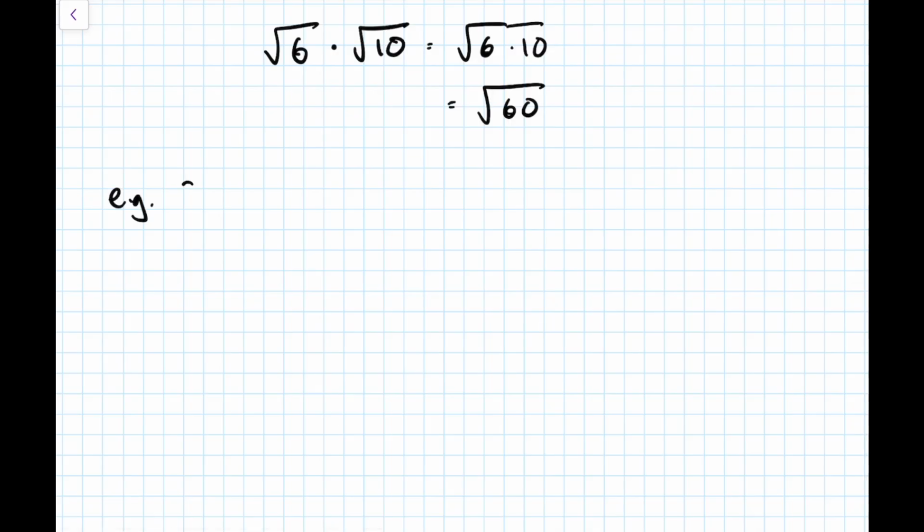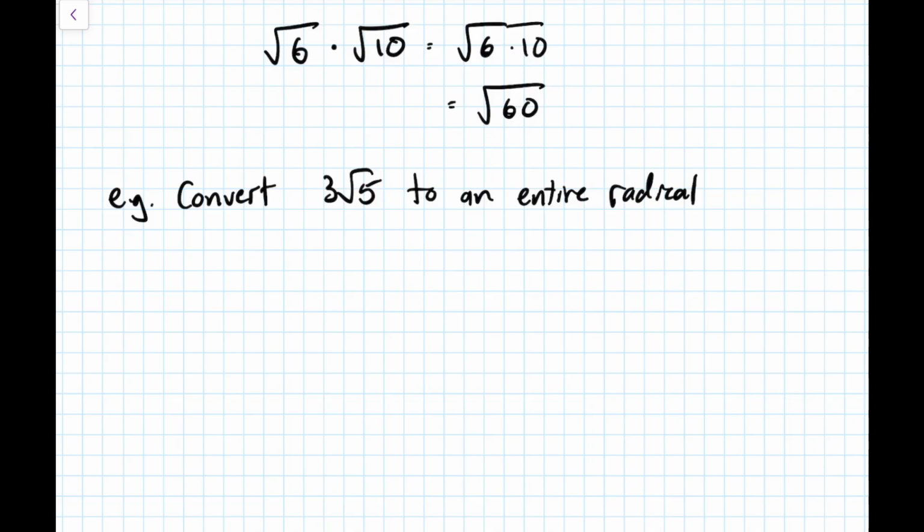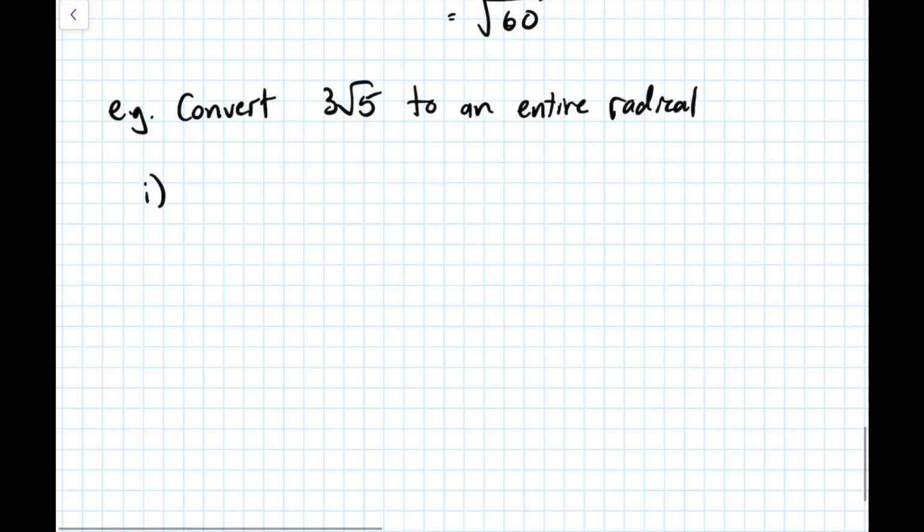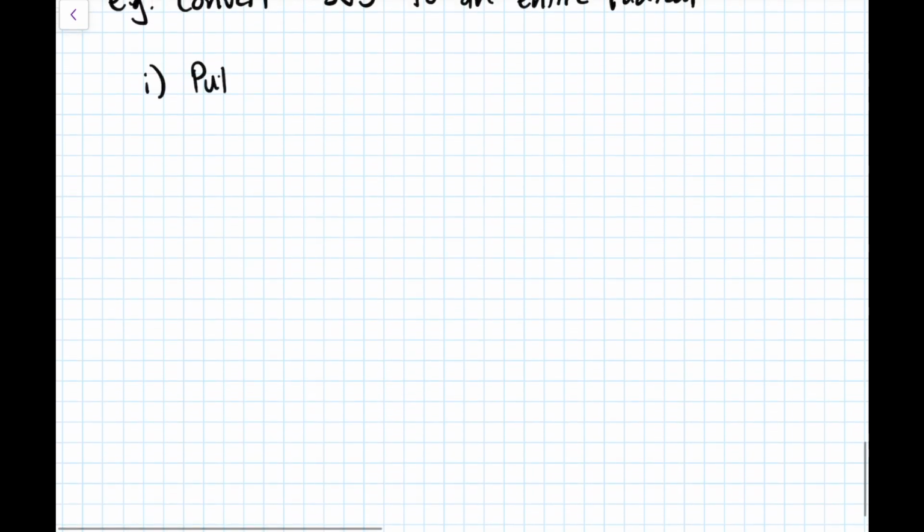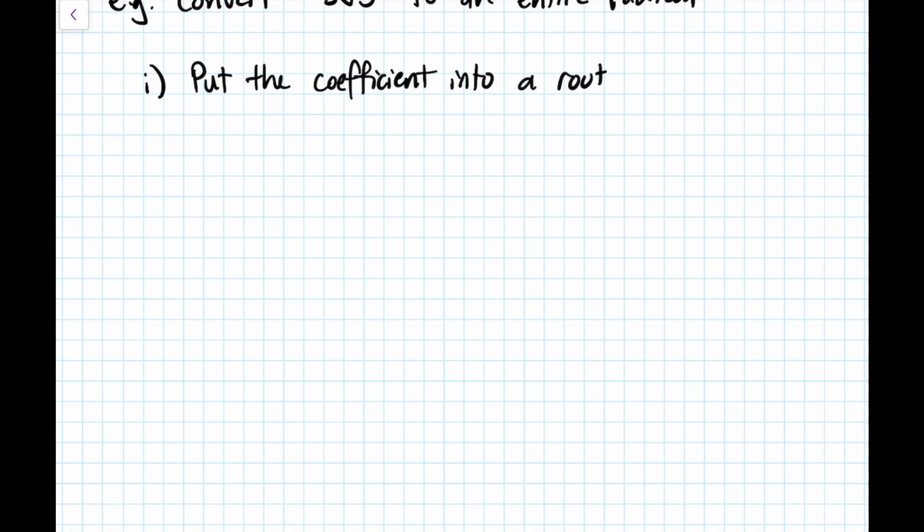So let's say I wanted to convert 3 root 5 to an entire radical. So I can't just do 3 times 5 because the 3 is not in a root. So my actual first goal is to take that 3 and turn it into a root. So we're going to put the coefficient into a root. And you can do that different ways, but the most straightforward way to think about it is by using exponents.